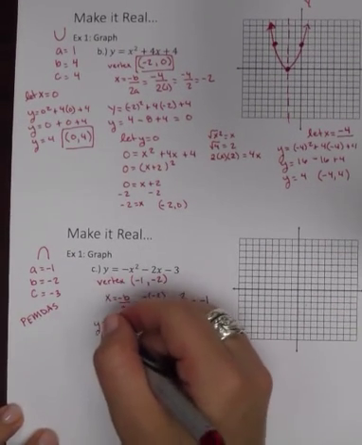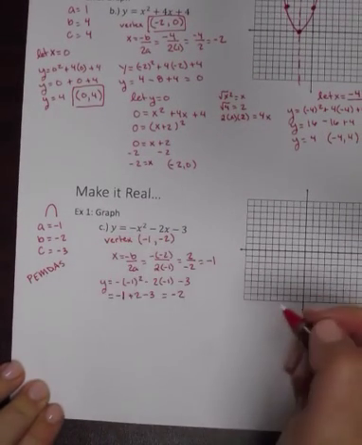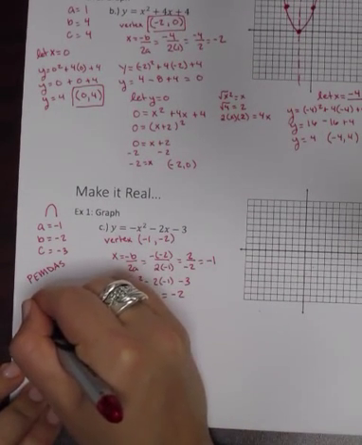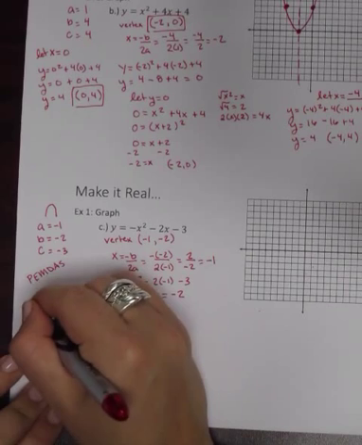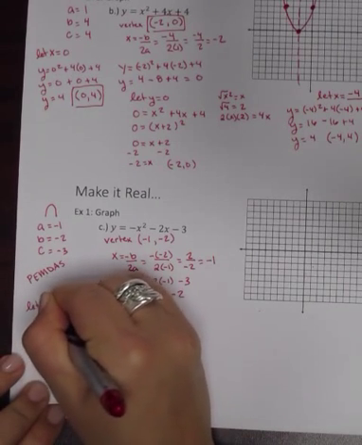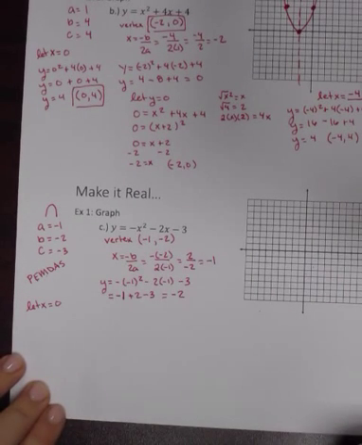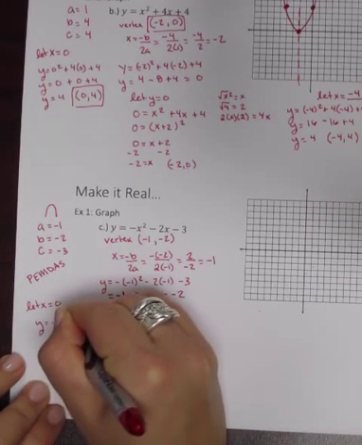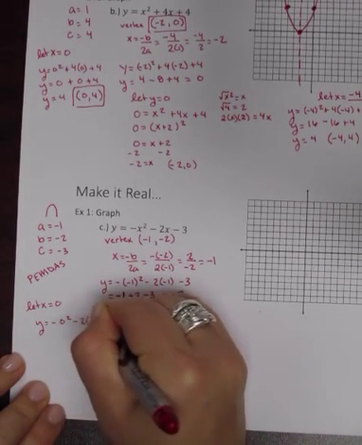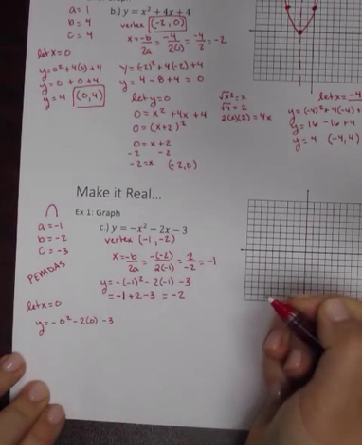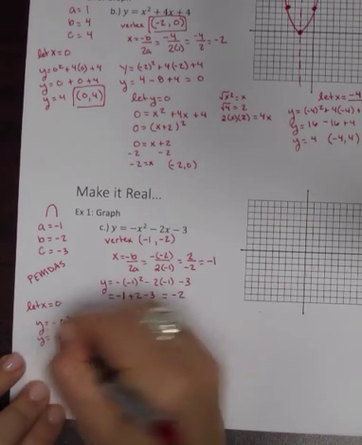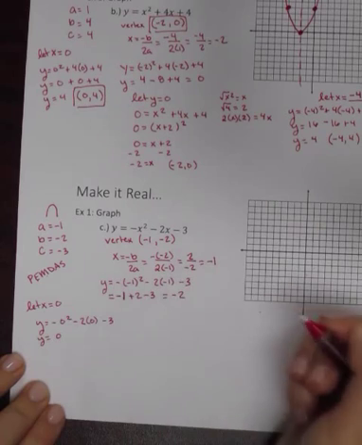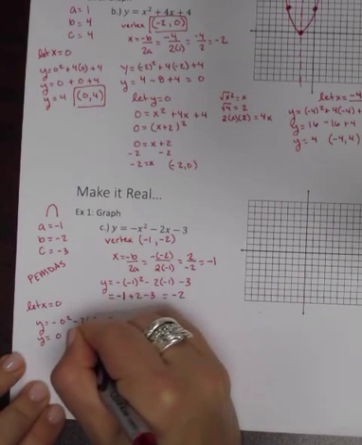Alright, next thing that we're going to find is our y-intercept. So we're going to let x equal 0. So we got y equals negative 0 squared minus 2 times 0 minus 3. 0 squared is just 0, doesn't need to be positive nor negative. 2 times 0, 0.